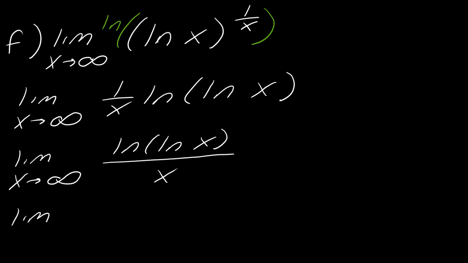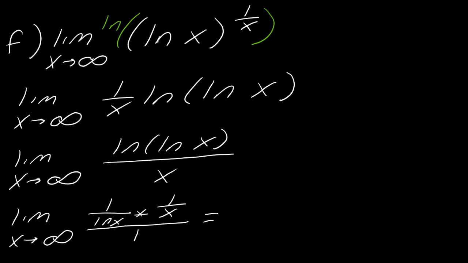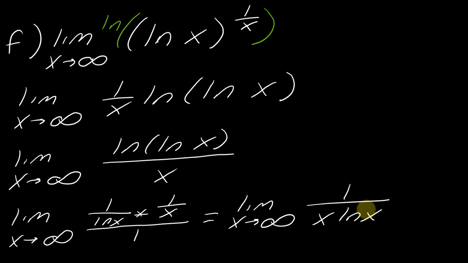So let's do that. So I've got the limit as x approaches infinity of 1 over the natural log of x times 1 over x. That's the derivative of the top, and then the derivative of the bottom is just 1. Okay, and so now if I rewrite all of this, I've got the limit as x approaches infinity of 1 over x times the natural log of x. Well, now the entire denominator is going to infinity. The top will stay as 1, so this whole expression is going to end up going to 0. But now that we have 0, you have to remember, we're not done.